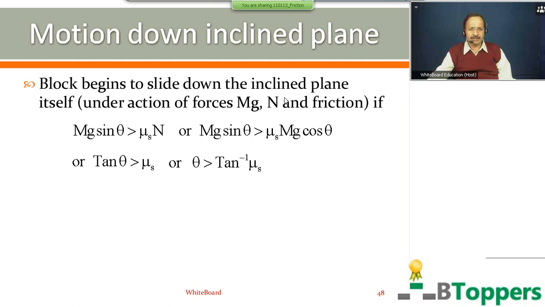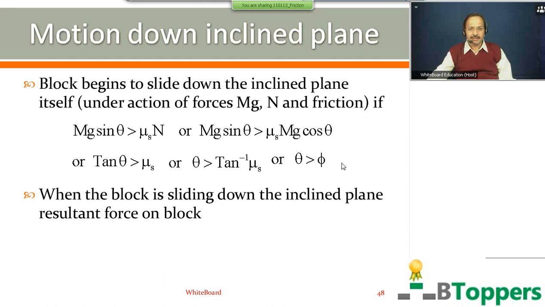So the block begins to slide down the inclined plane itself under the action of forces mg, normal reaction and friction, if tan theta is greater than mu s, or theta is greater than tan inverse mu s, or theta is greater than phi. Here phi is the angle of friction between the block and the inclined surface. So the block begins to slide down the inclined plane if the angle of inclination of the inclined plane to the horizontal is more than the angle of friction between the two surfaces in contact. Those who are writing the notes, copy down the notes now.